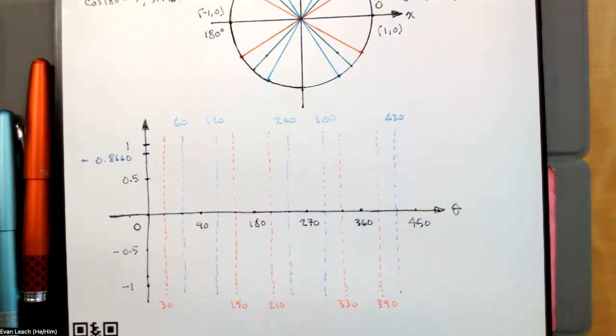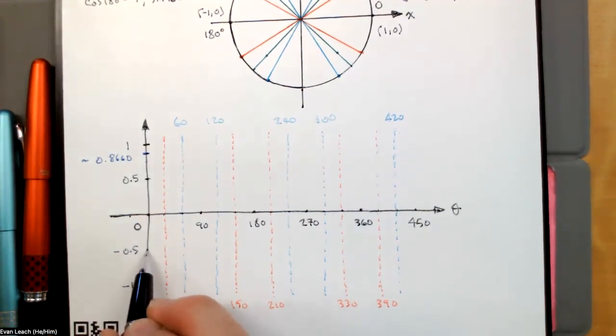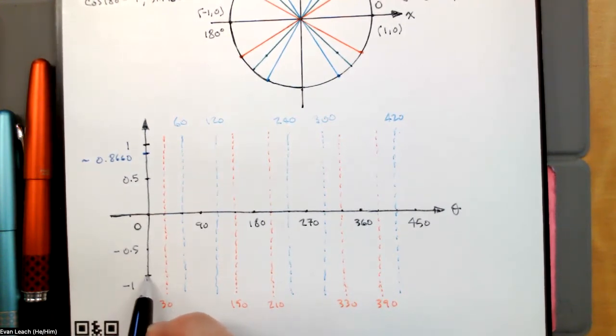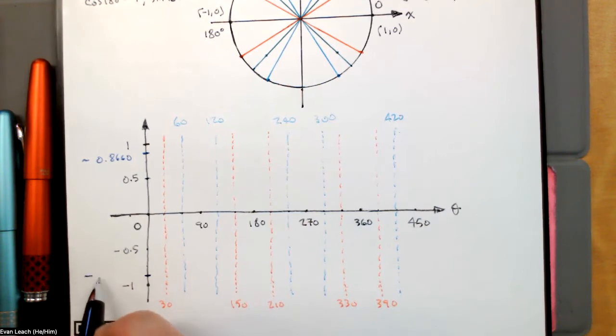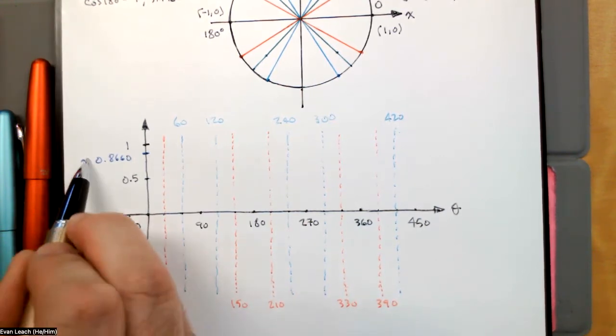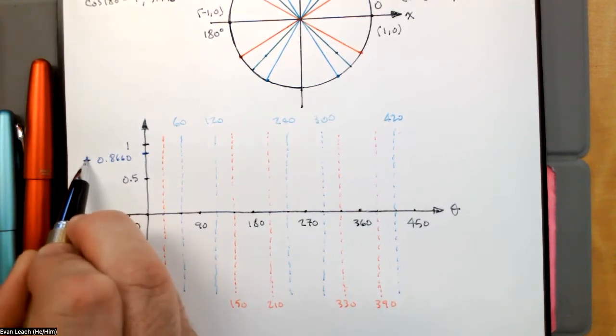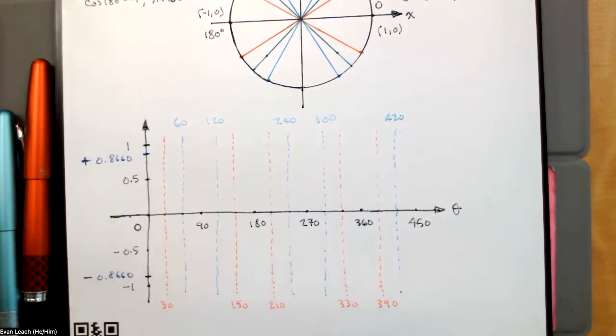So halfway between -0.5 and -1 is -0.75. Halfway again is approximately -0.8660. This is also why we want those decimal approximations, so we can have a more accurate graph.